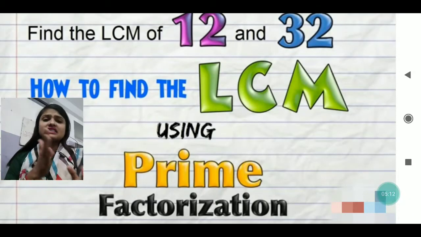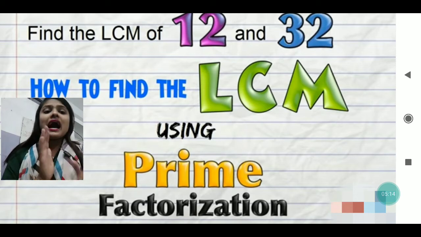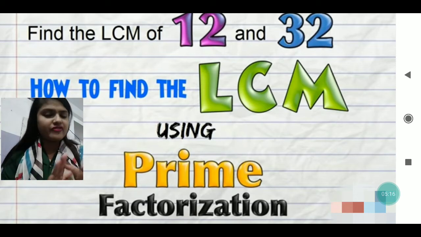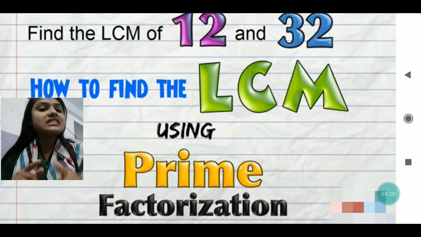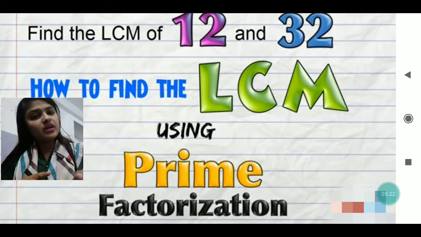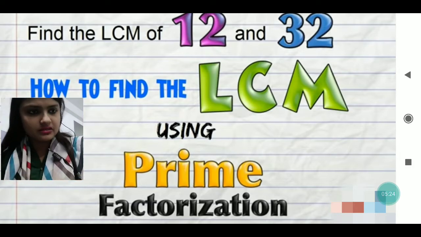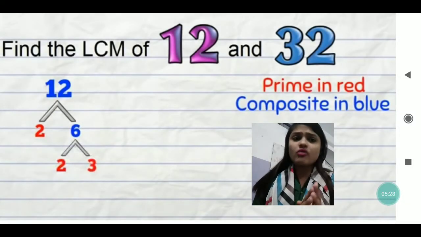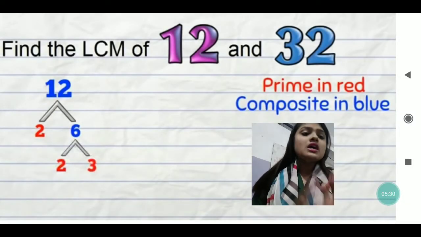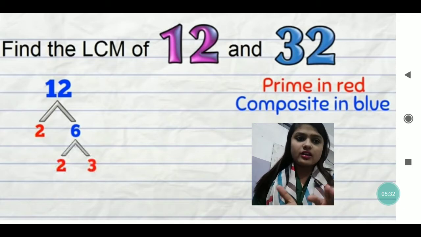Now we will find the LCM of 12 and 32, using the prime factorization of these two numbers. Before that, we did the listing method, but now we have to do it with prime factorization. When we have to find the LCM of 12 as well as 32, prime is shown in red and composite in blue.